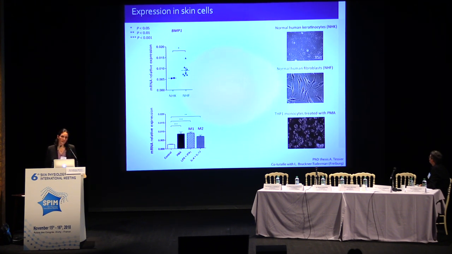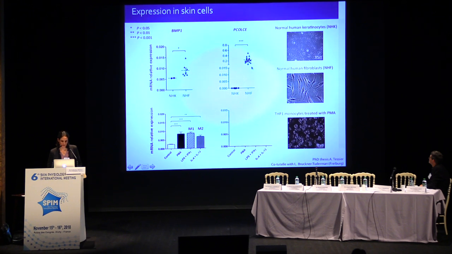So then we looked at the expression of these proteins in individual skin cells, and we analyzed human keratinocytes, human fibroblasts, and also a monocyte cell line, the THP1 cells, which can be differentiated into macrophages. And we observed that BMP1 is expressed in all these cells, including the keratinocytes, fibroblasts, and also the macrophages, regardless of the M1 or M2 polarization state. But in contrast, PCP1 is only found in fibroblasts. There is absolutely no expression in keratinocytes nor in macrophages. And this probably makes sense because PCP1, as we have seen, is completely specific of procollagen processing, and procollagen is a typical fibroblast-derived protein.